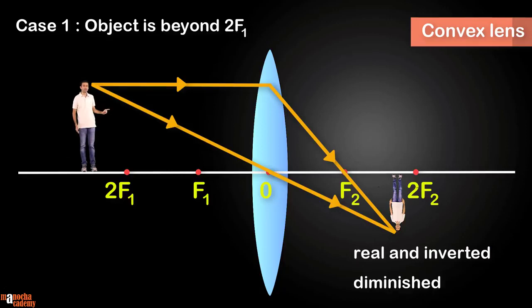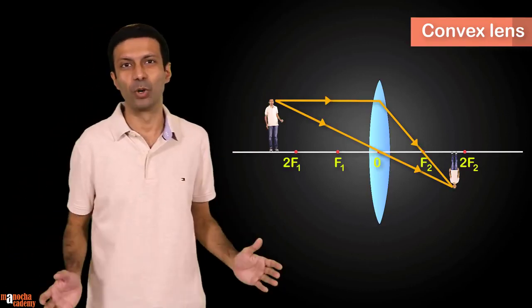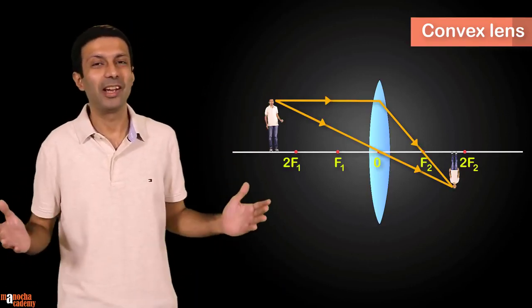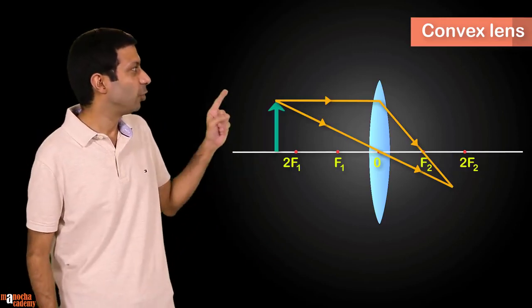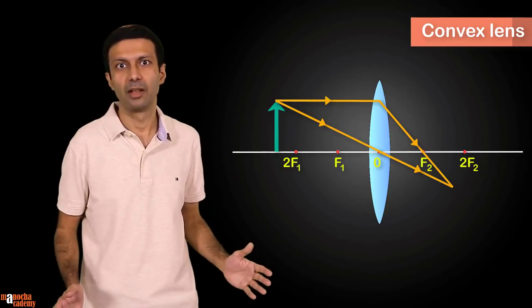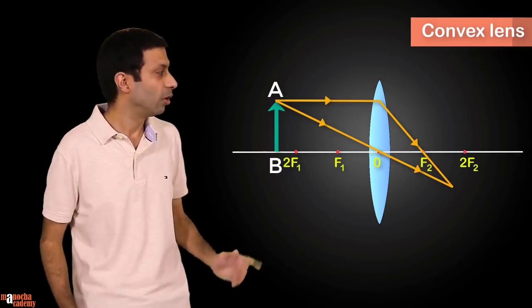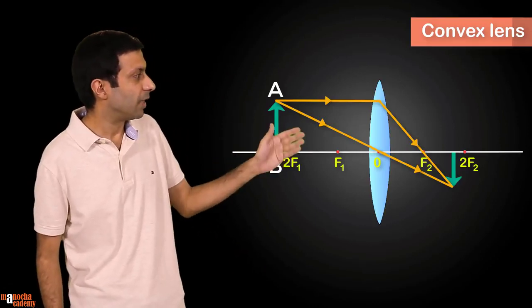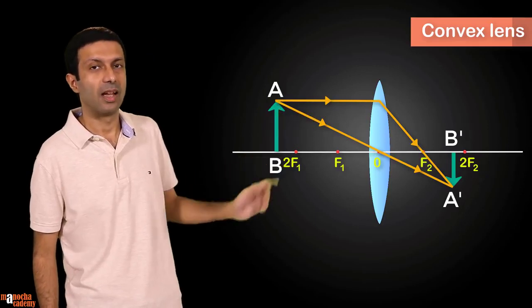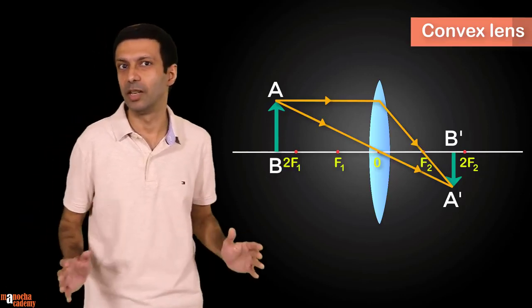It's diminished. And as you can see, the image is formed between f2 and 2f2. You'll find similar diagrams in your textbook. Of course, I won't be the object there. The object is usually shown with an up arrow, since the object is upright and marked as AB. The image is also shown with an arrow and it's represented as A', B'. As you can see, the arrow is inverted here because the image is an inverted image.